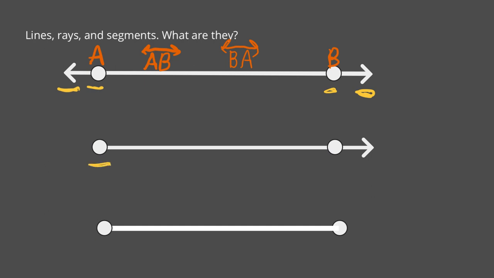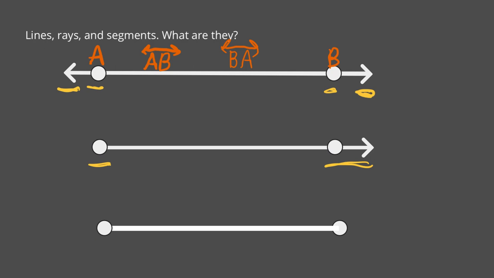This is a little bit different. We call this a ray because you notice on the left-hand side, there is no arrow. Instead, it ends in a point. Therefore, we call this a ray.